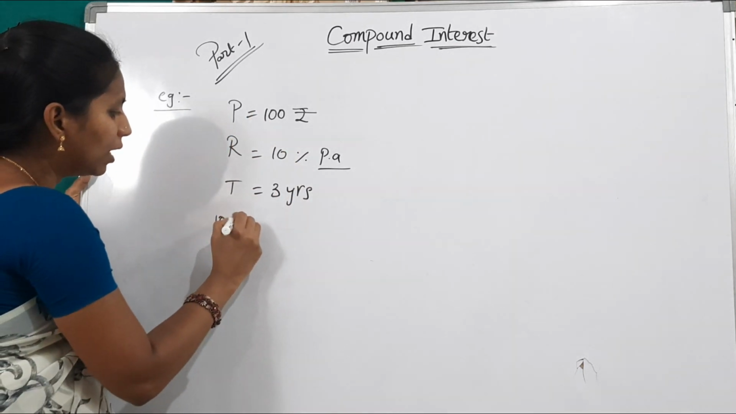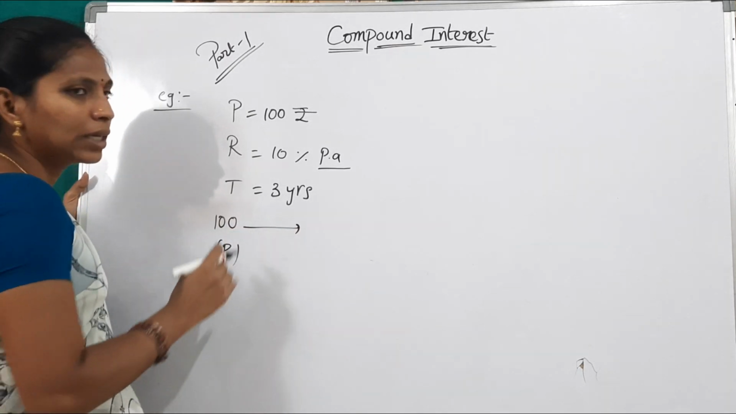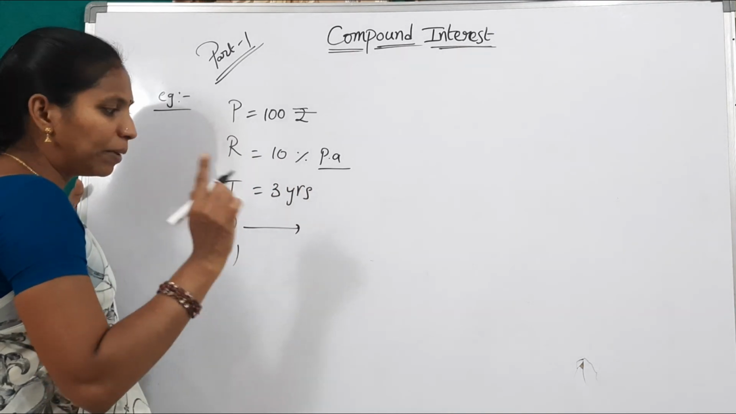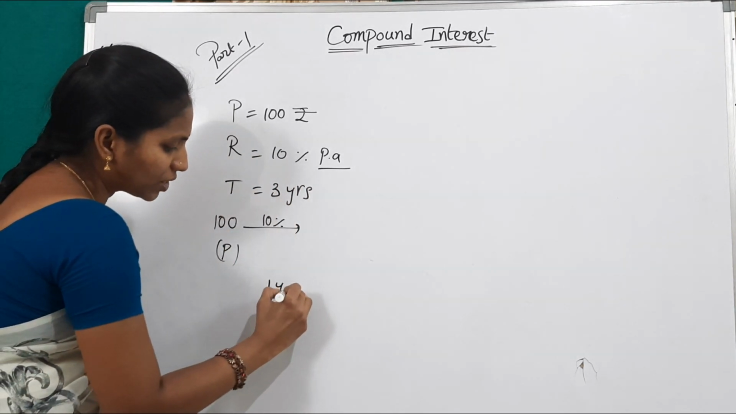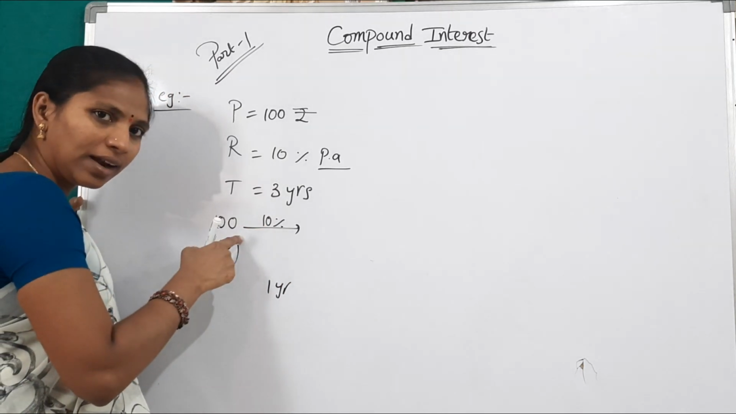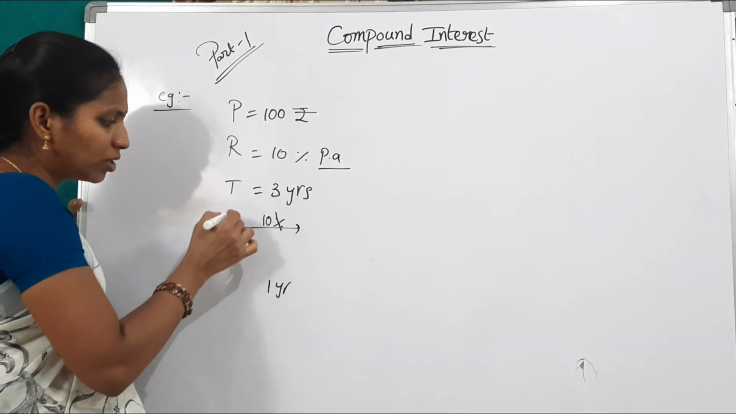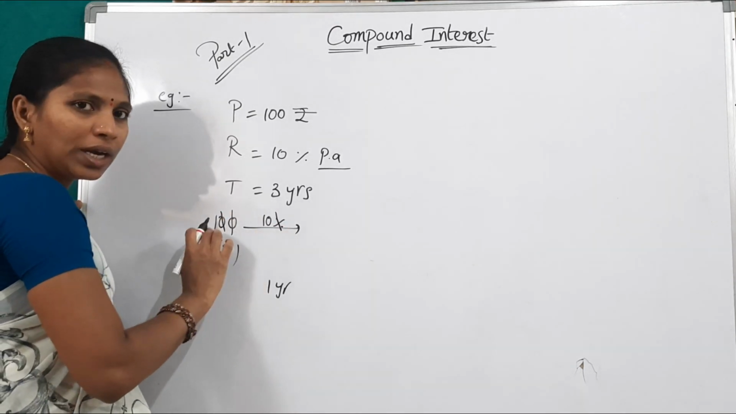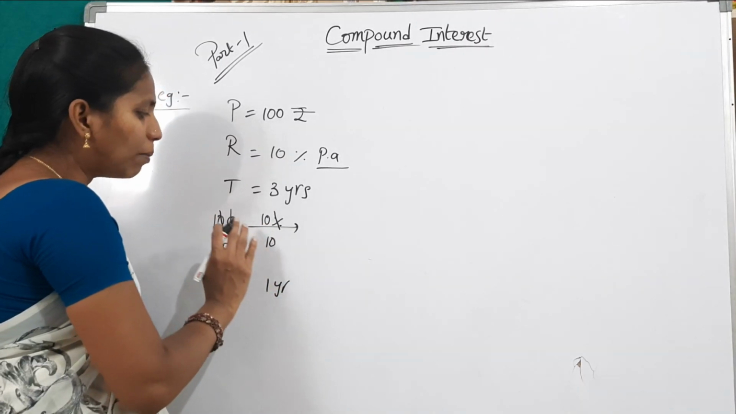What is the principal? 100 rupees. This is the principal. What is the rate of interest? 10% per annum. This is for the first year. What is 10% of this 100? That is 10 rupees. The percentage's 0 gets cancelled, 1 into 10 is 10. 10 rupees.